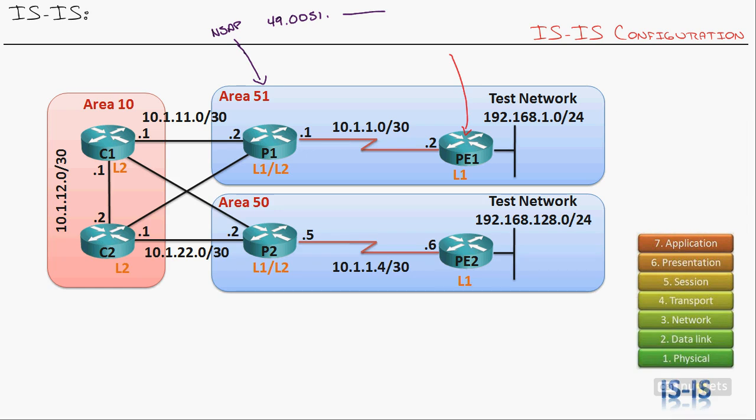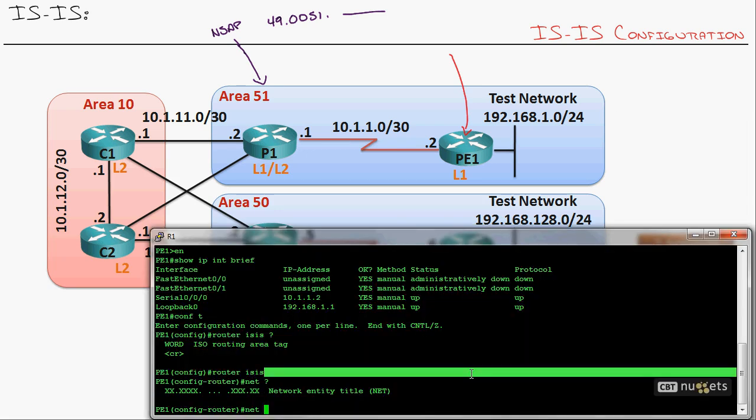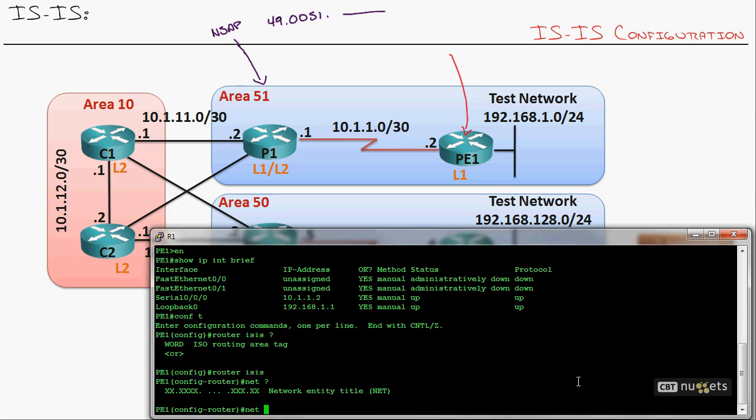So let's actually get back to that configuration with PE1. We've got this XXXXX network entry. So I'm going to type in net followed by 49.0051. Now I'm going left to right, which is not how you read it, but there it is, dot, and then I'll put in the system ID. What do I want it to be? How about we do this?